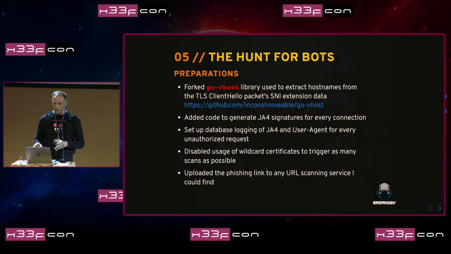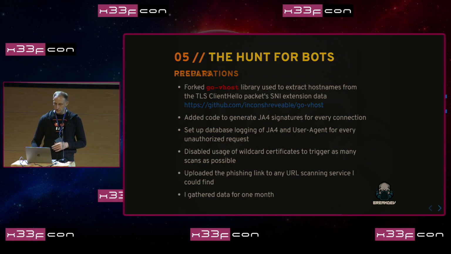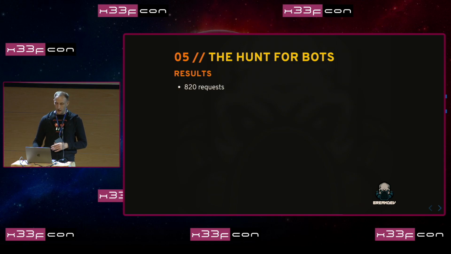I also uploaded the phishing link to every URL scanning service I could find, like VirusTotal and others that I found randomly on the internet, and then I waited. So I gathered the data for about one month, and what were the results? I got a total of 820 requests to my phishing links and also to phishing domains, and they came from 680 unique IPs. So you can see what the percentage of unique IPs is. And this actually also proved to me that IP blacklisting is dead these days.